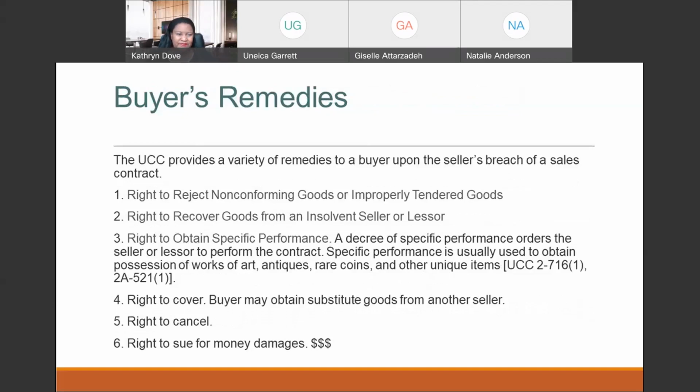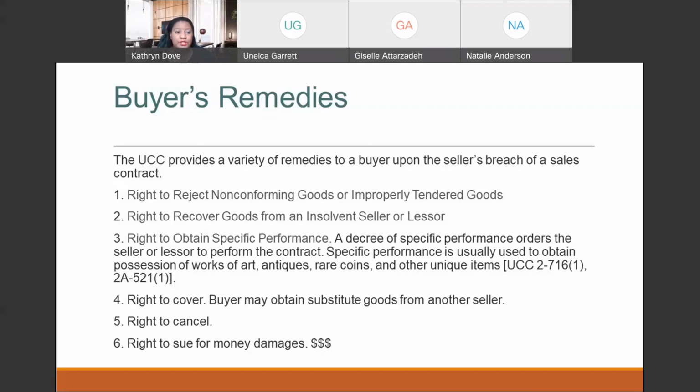Okay, great. So let's go over the buyer's remedies. The UCC provides a variety of remedies to a buyer upon the seller's breach of a sales contract. So this is what the buyer's remedies are. If you are representing a buyer in a breach of contract action, this is what you could tell your client. Well, you have the right to reject non-conforming goods or improperly tendered goods. You have a right to recover goods from an insolvent seller.